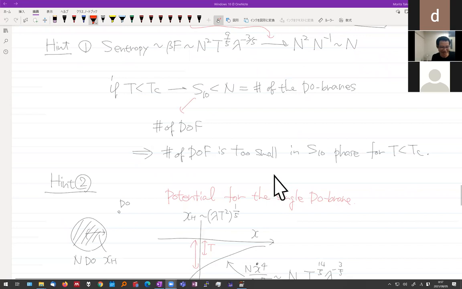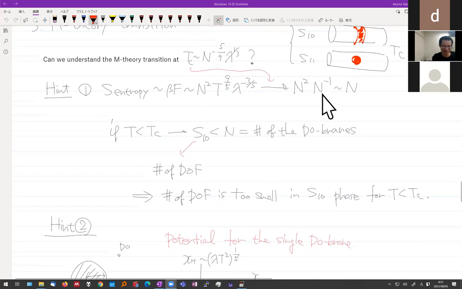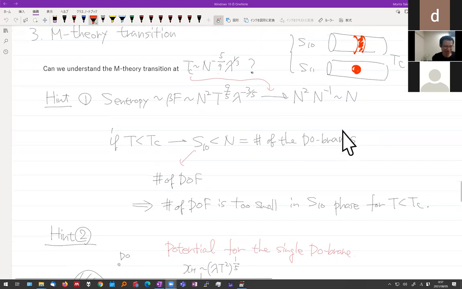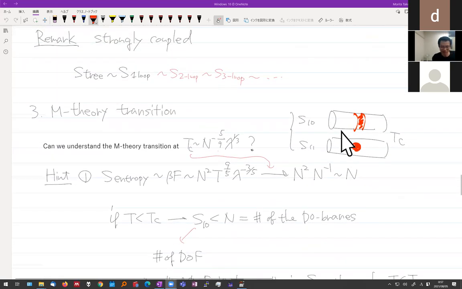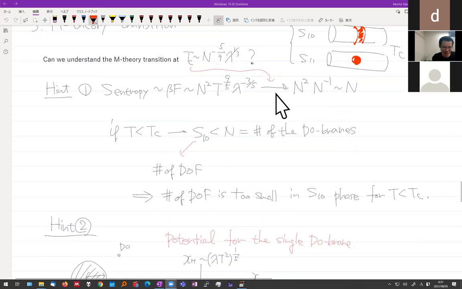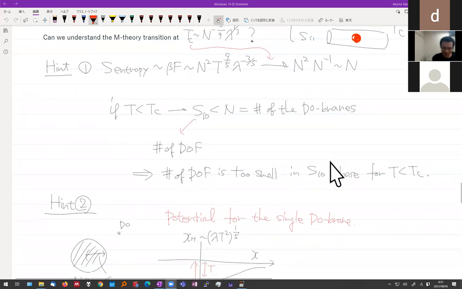I know this is really a rough argument, because this kind of entropy proportional to N for N particles assumes some quasi-particle picture, and this kind of behavior is really subtle in the black hole system. But anyway, it's suggesting that such a quasi-particle picture is completely wrong in this regime.